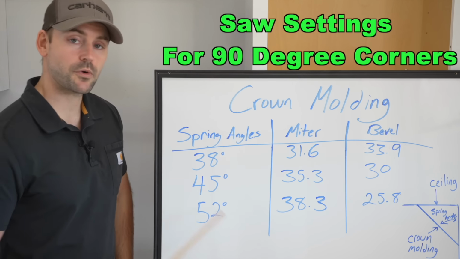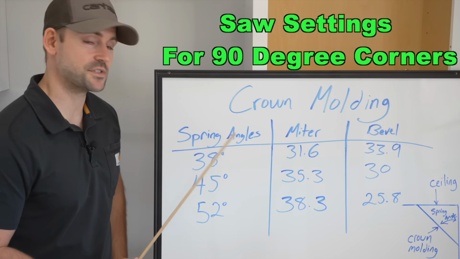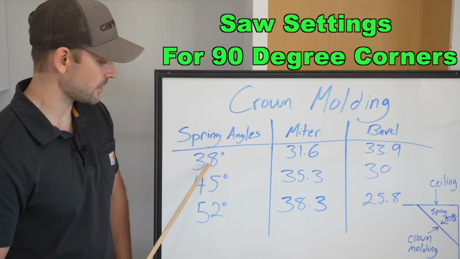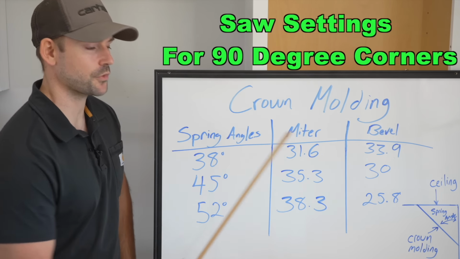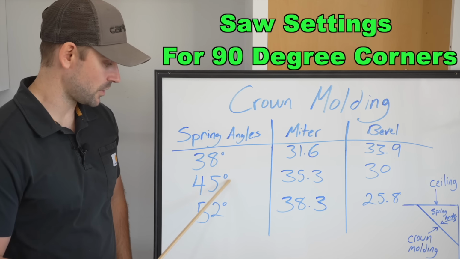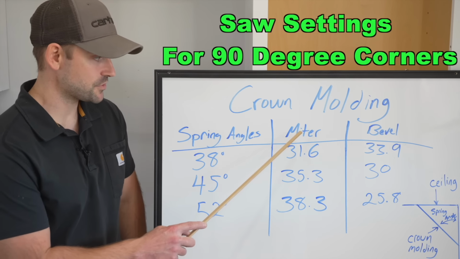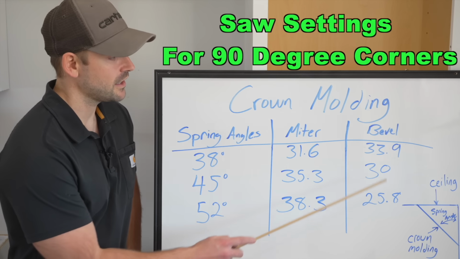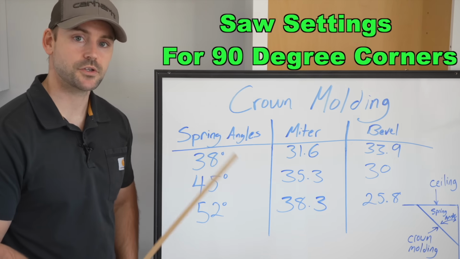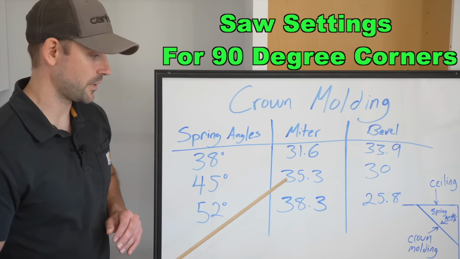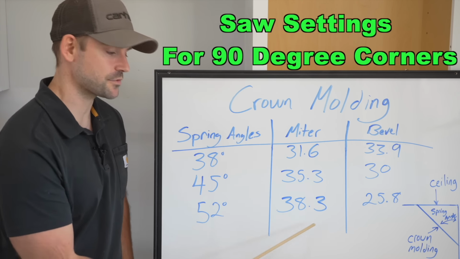But if you take a look, you can reference this video to get this chart so you can come back to it if you need to cut at a specific spring angle. The 38-degree spring angle is going to need the miter set at 31.6 and the bevel at 33.9. This particular one is going to be a 45-degree for what's going on these kitchen cabinets. So I'm going to be using a miter of 35.3 and then a bevel of 30 degrees. These are actually pre-marked on the saw, so it's going to be very easy to find those when we go to do it. And then we've got the 52-degree spring angle, and here are the settings for the saw.